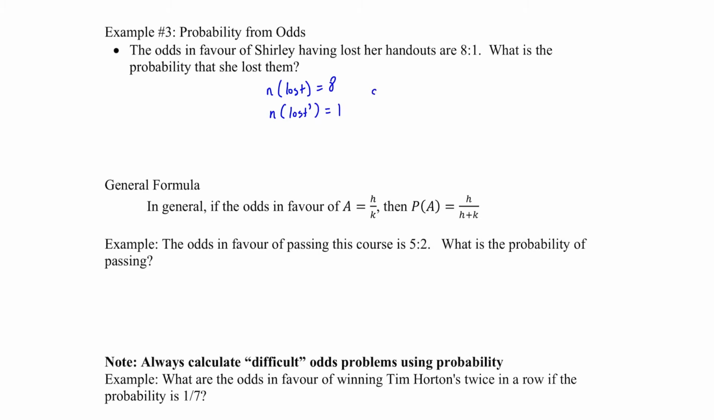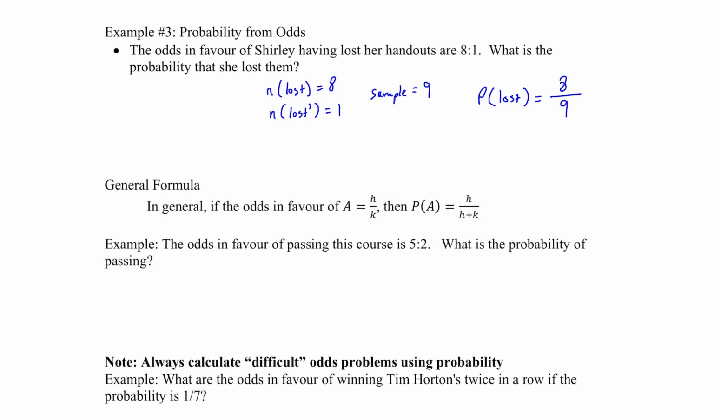So that gives us a sample size of 9, because 8 times she lost them and 1 time she did not lose them. So a sample size of 9, 8 plus 1. So what is the probability that she lost them? Well, there's 8 ways she would have lost them, and the sample size was 9. So it's 8/9.